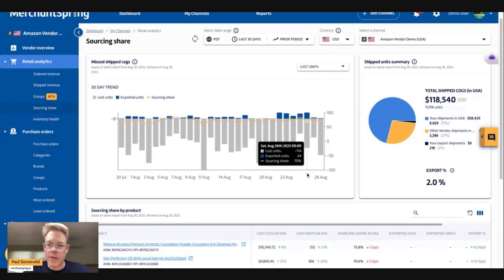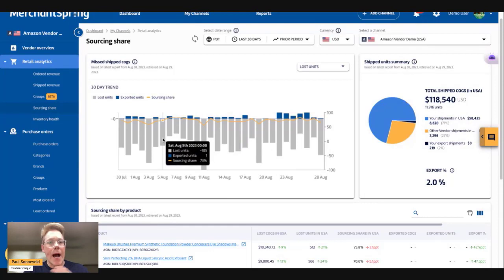So in terms of the rest of this report, obviously we show how that progresses over time at the total vendor account level in this chart above here. And then this pie chart here shows you graphically how those numbers break down. So we'll start with your total shipped COGS in a particular market, and we break that down between what came from your inventory and was sent into the local market, what Amazon sourced from elsewhere, and what portion was actually exported as well.